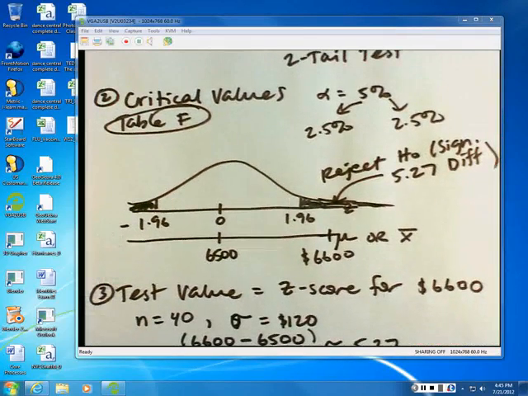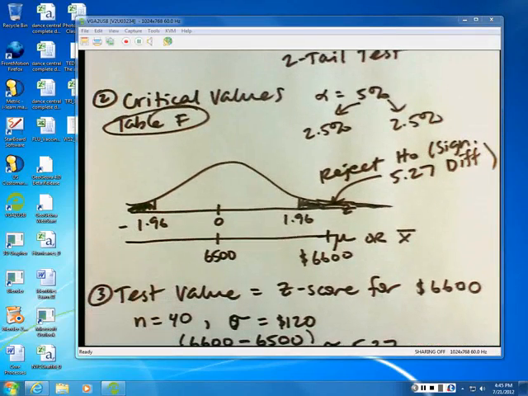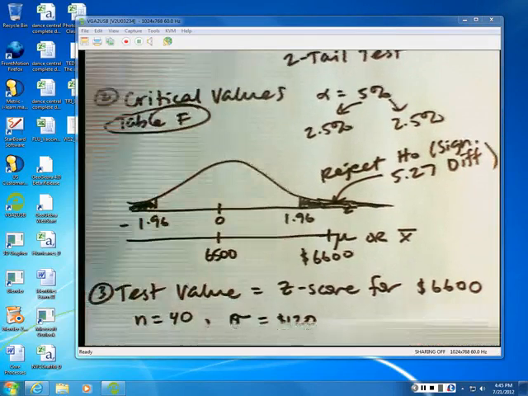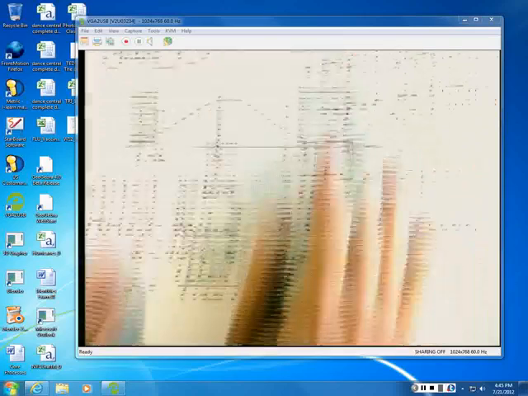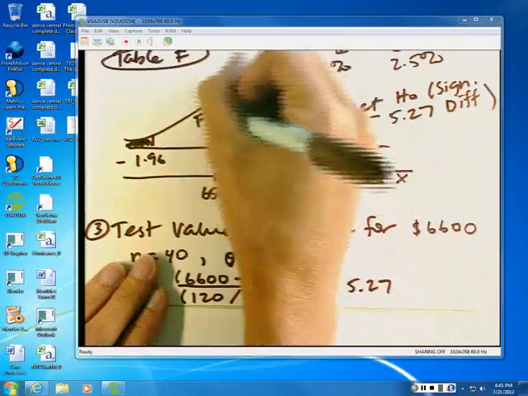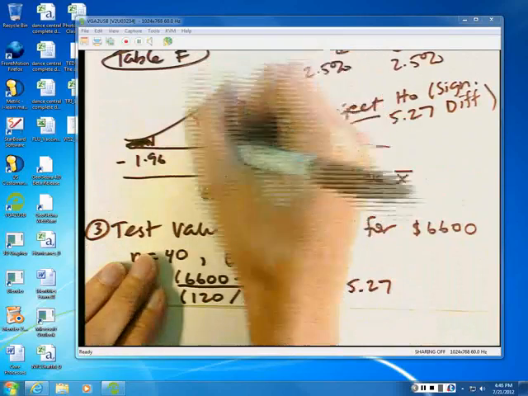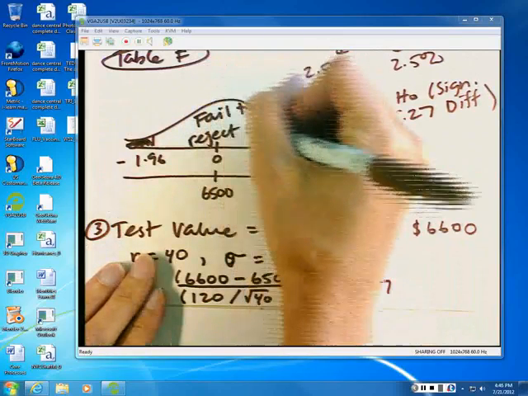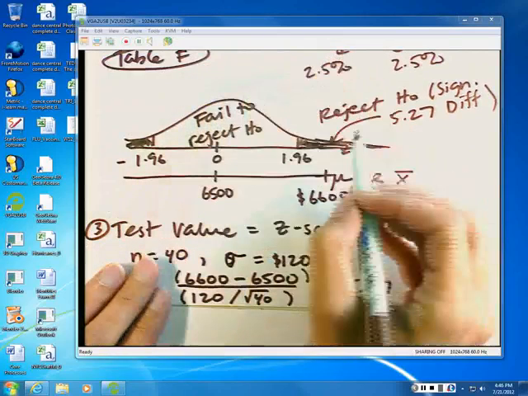Okay, so if we finish this one off, now we can go ahead and state our conclusion. So our conclusion says, so you need a piece of paper. So what we just found was that this is not significant, so fail to reject the null hypothesis. We didn't land there though.